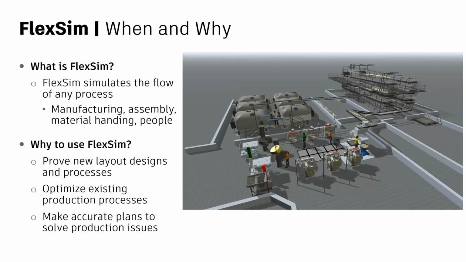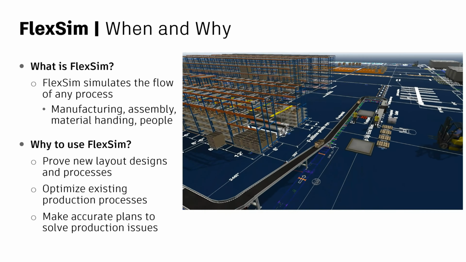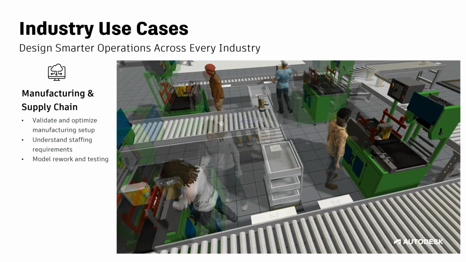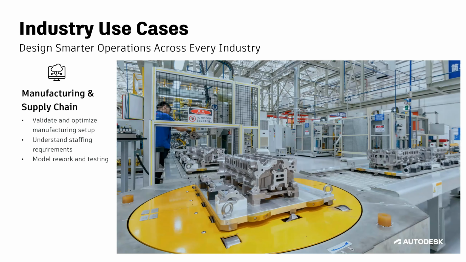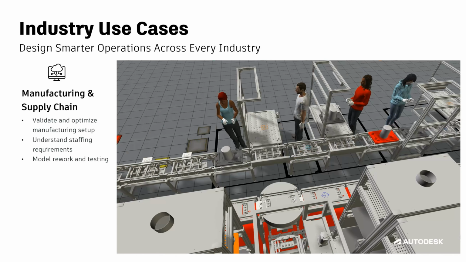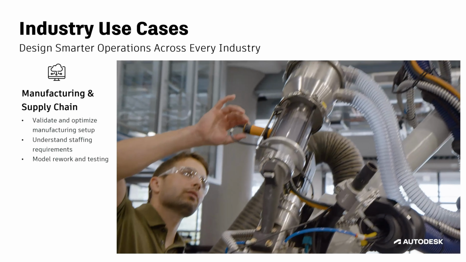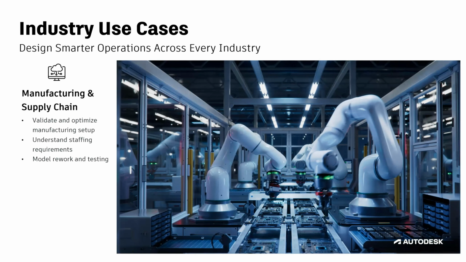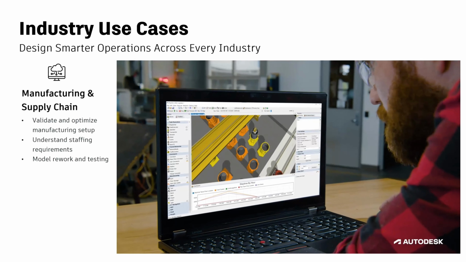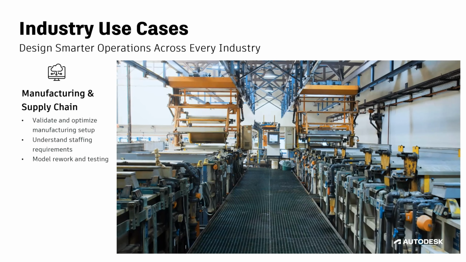Let's see different industry applications where FlexSim is effectively used and has made an impact. First, let's start with manufacturing and supply chain. FlexSim helps companies understand how their factories and supply chain really work. You can create a virtual model of your production lines, machines, workers, and inventory. This allows you to test different production plans, identify bottlenecks, reduce delays, and improve output, all before making changes in the real world.